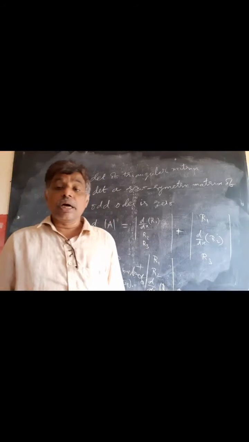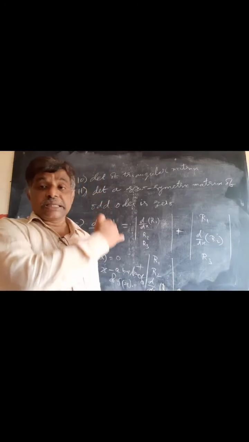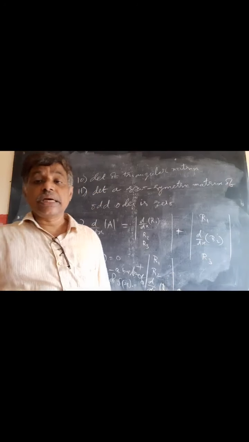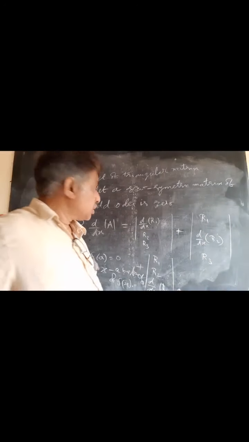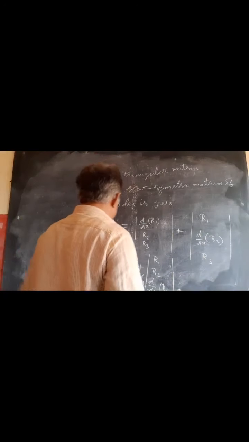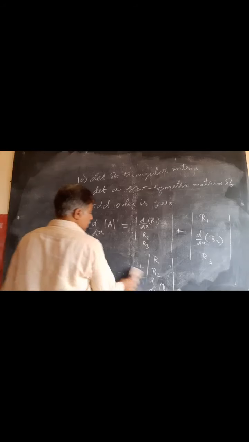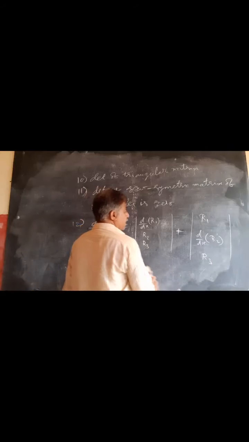Next, these are properties of determinants. Next, we will go for adjoint of a matrix.